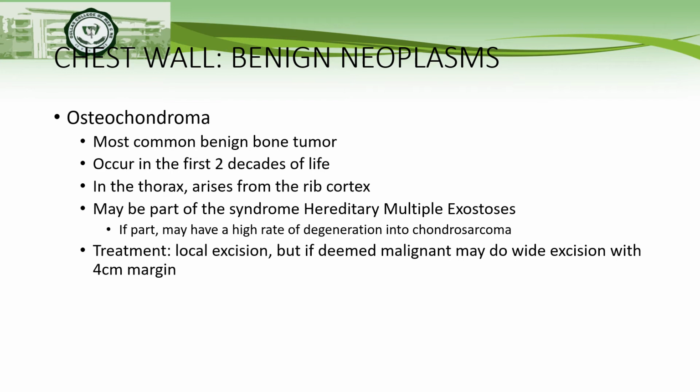So, if the patient has this kind of syndrome and the patient has an osteochondroma, the osteochondroma has a high rate of degeneration into a chondrosarcoma. So treatment for osteochondroma is local excision. If you noticed a while ago, for benign neoplasms, it's usually a 2 centimeter margin. But if deemed malignant, like if there is a component of a chondrosarcoma, we may do wide excision with a 4 centimeter margin.